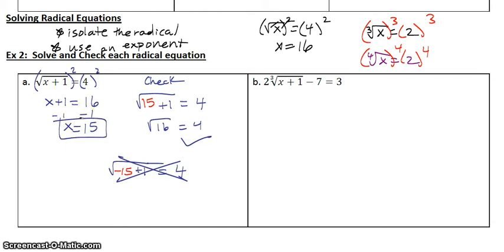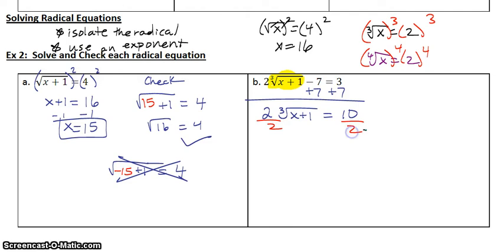Alright, for part B, notice that now my radical part has something in front of it and something outside of it. So just like we did for example A, we have to get this variable part by itself, and anything that's not under the cube root we can get rid of. So I could add 7 to both sides. That's fine. That's not locked away. 3 plus 7 is 10, and I can divide off the 2 because again it's not locked underneath. So I get the cube root of x plus 1 equals 5.